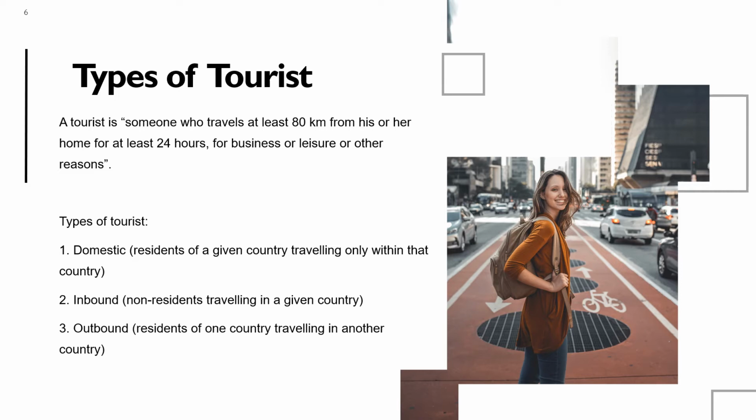And there are two types of tourists. The first one is domestic. So they are residents of a given country traveling only within that country. They just visit other parts of their own country. And the second one is inbound. So they are non-residents traveling in a given country.